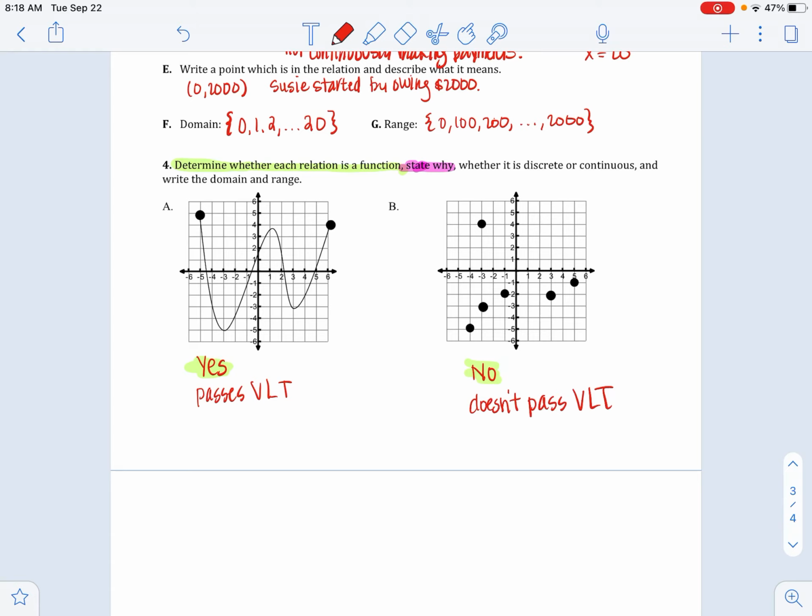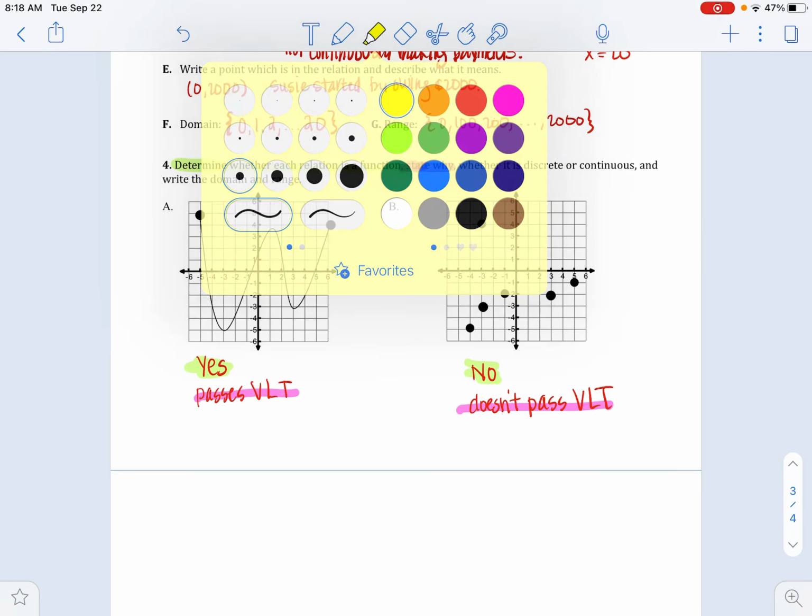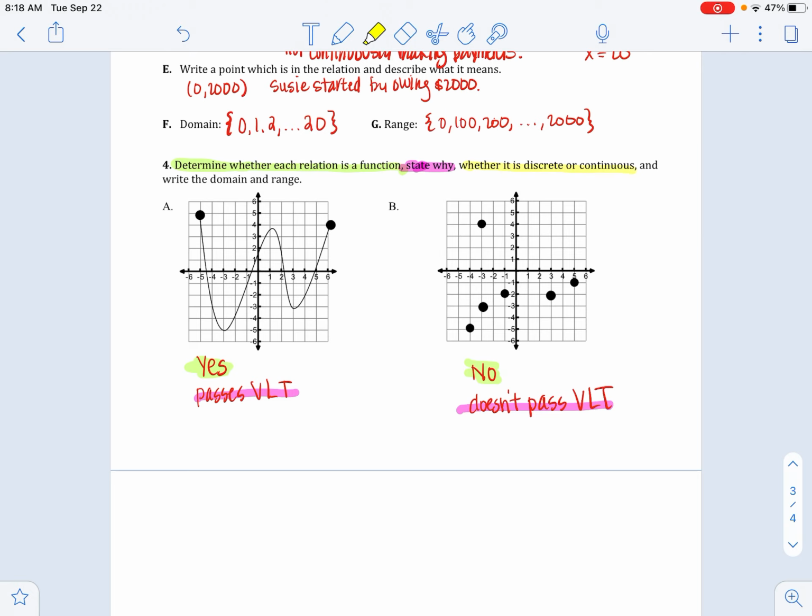Now, if this was a list of numbers, you can't say that, if there's no graph, you can't talk about the vertical line test. The vertical line test only works if there's a physical graph in front of your face. Okay, so that's my reason why. All right, next I have whether it's discrete or continuous. So if you look at this graph A, it goes from a point to a point and all points in between. So that's continuous. If you look at B, those are points, right? Those are just points and they're not connected. So this is discrete.